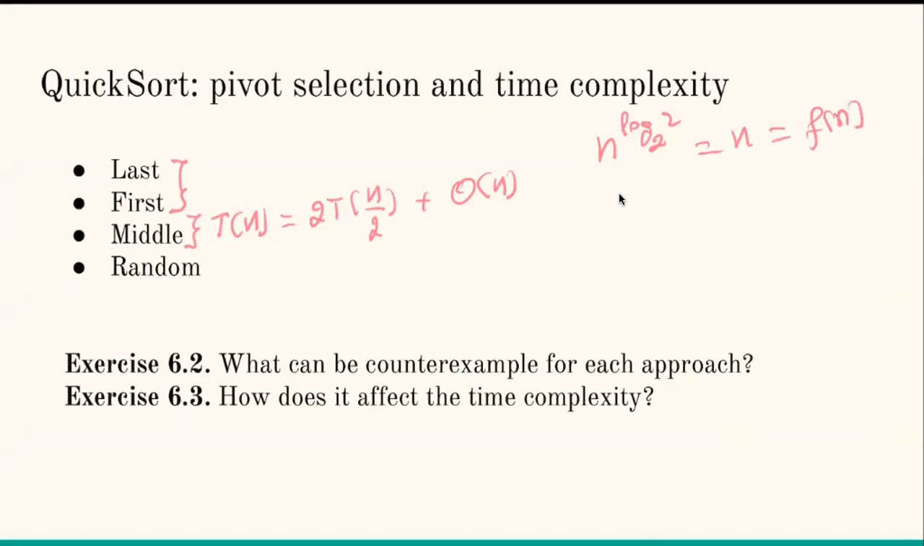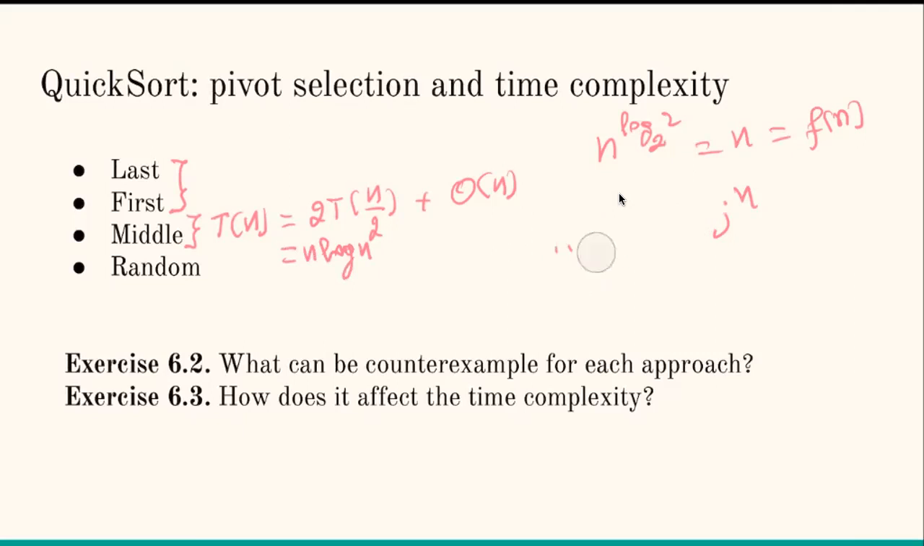So which case of the master theorem applies? Case 2 of the master theorem applies. So this means that T of n is big theta of n log n. Does that make sense? So when we select the pivot as the middle element, the time complexity is n log n.